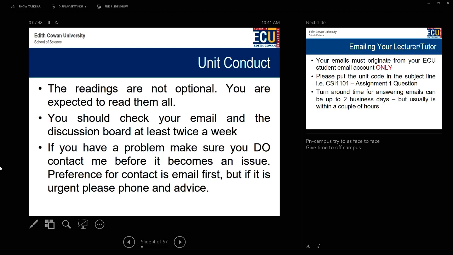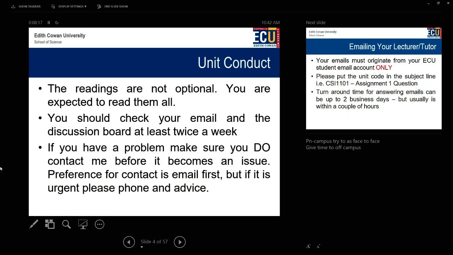There will be some readings in the unit. The readings are not optional, they are mandatory. You are expected to read them all, because there might be some questions in the exam from those readings. We will have a dedicated discussion about exams in week 12, and I will tell you which reading is important, which one is not, but at the moment you should read all the readings which have been given to you in every week.